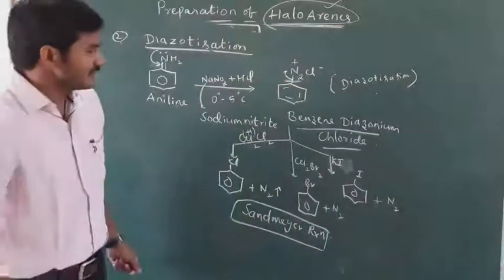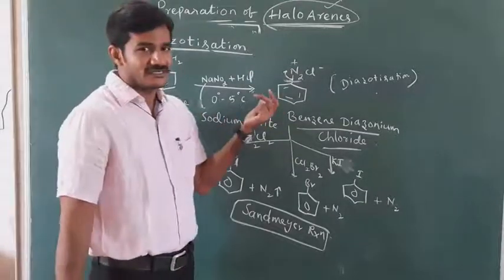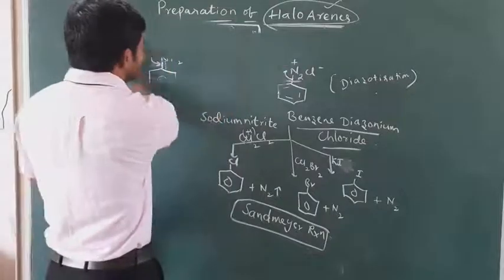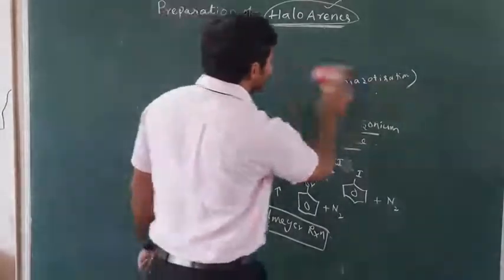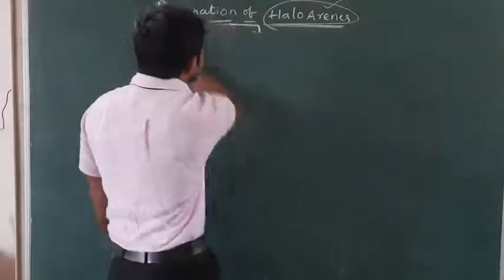That's all for the halo rings preparation methods: electrophilic substitution reactions and diazotization. Next, we will discuss some named reactions, two important named reactions.